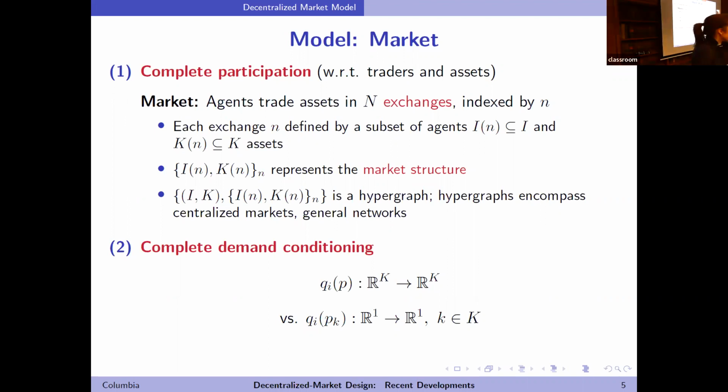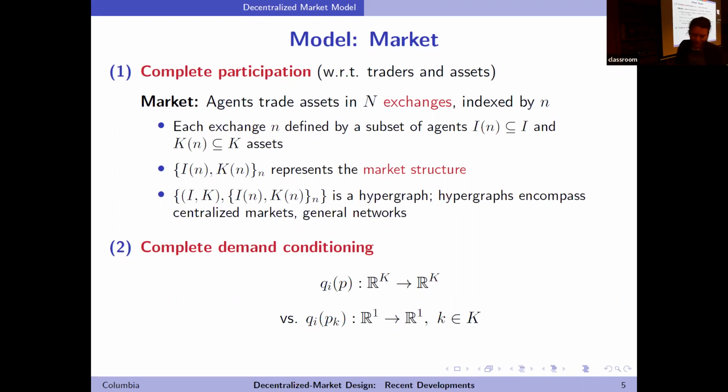So yesterday we assumed that each trader trades all assets with every other trader. All traders trade all assets. Participation was complete. And we relaxed the assumption of fully contingent demands. Today we will work with fully contingent demands in the decentralized market as well, but we will relax the assumption of complete participation.